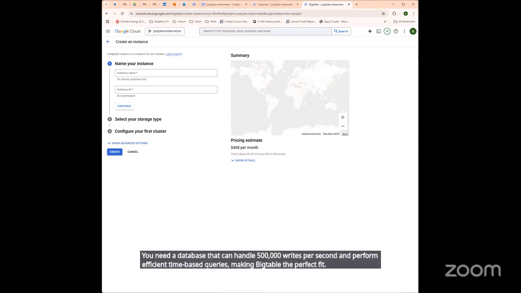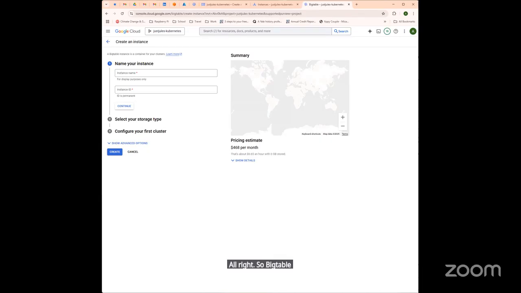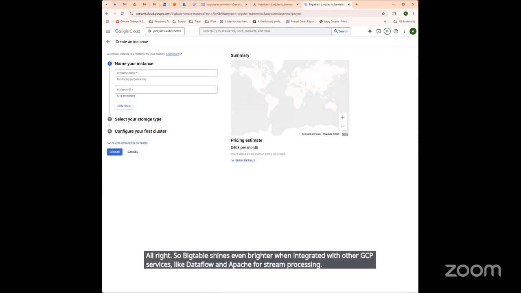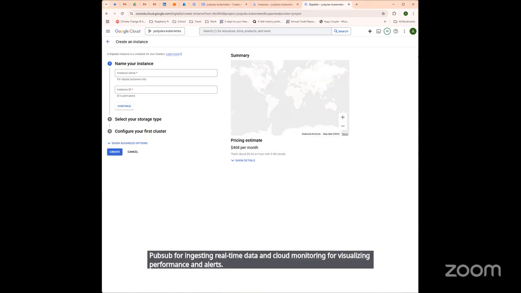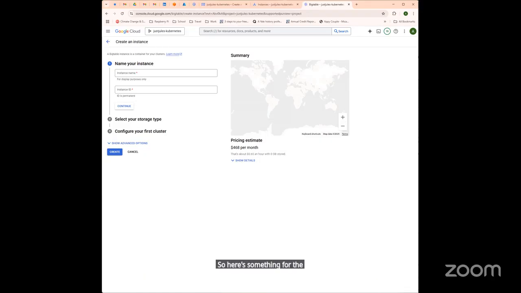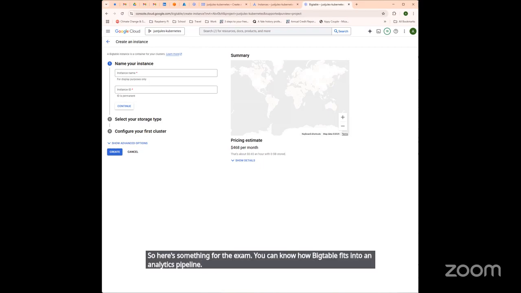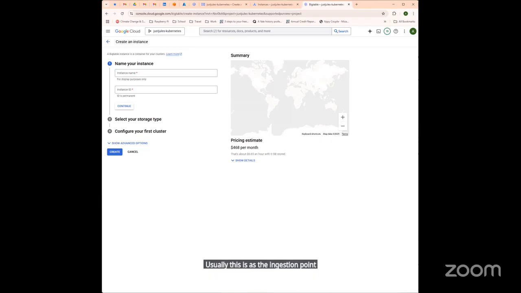All right. So Bigtable shines even brighter when integrated with other GCP services, like Dataflow and Apache Beam for stream processing, BigQuery via federated queries, AI Platform for feature engineering, Pub/Sub for ingesting real-time data, and Cloud Monitoring for visualizing performance and alerts. So here's something for the exam. You should know how Bigtable fits into an analytics pipeline. Usually, this is as the ingestion point, with data later exported to BigQuery or processed via Dataflow.